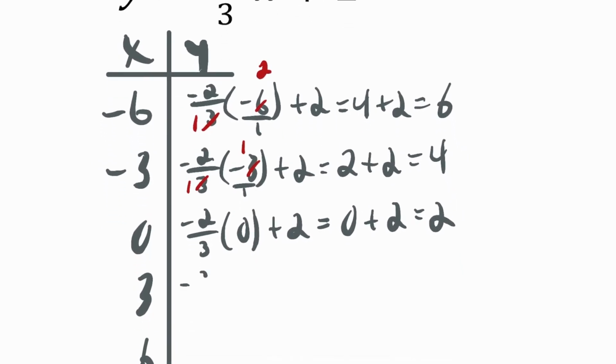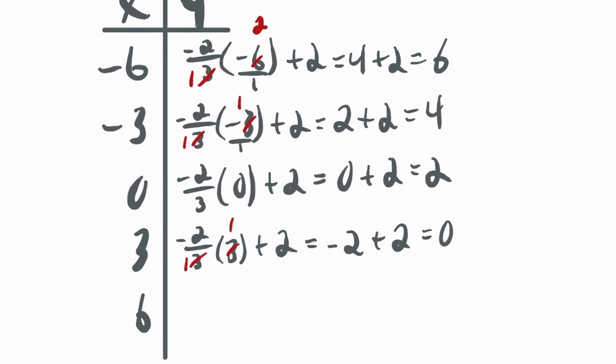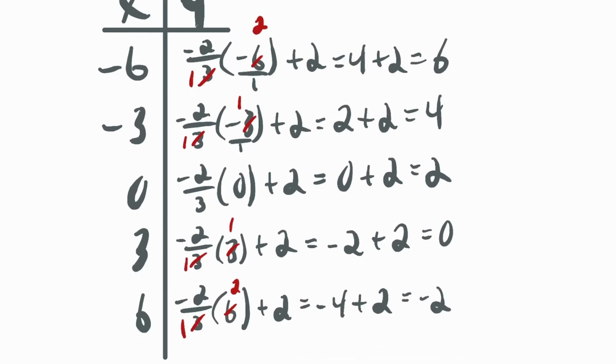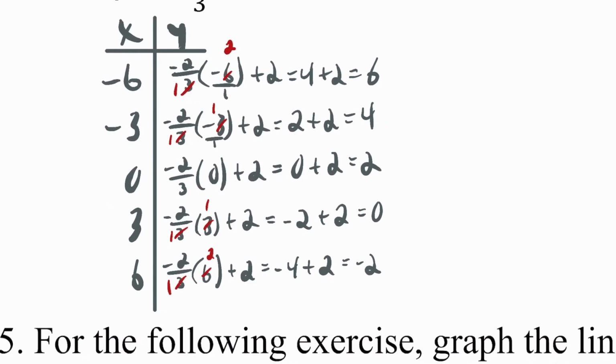And if I plug in 3, -2/3 times 3 plus 2, I can cancel this 3 with that 3, and I get -2 plus 2. I get 0. Then I can plug in 6. So then I can reduce. This reduces as 1 and as 2. So I get -4 plus 2. So I get -2. So now I can go over and plot each of these pairs. I can plot -6 with 6, -3 with 4, 0 with 2, 3 with 0, and 6 with -2.